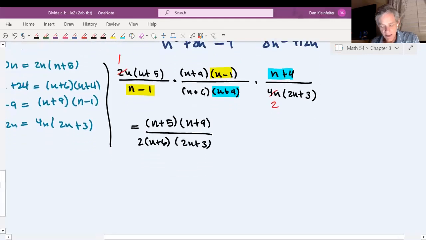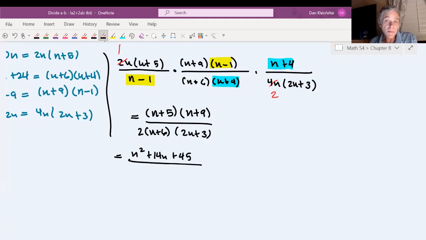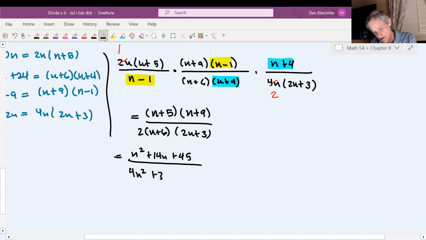All right, so that's how that looks factored. Let me go ahead and multiply it out as well, so it looks a little maybe nicer. We'll have n squared, 14n, and 45 in the top. And then down below, we should have 4n squared. And then that's 12, 15, 30n. And then lastly, 6 times 3 is 18 times 2, 36.